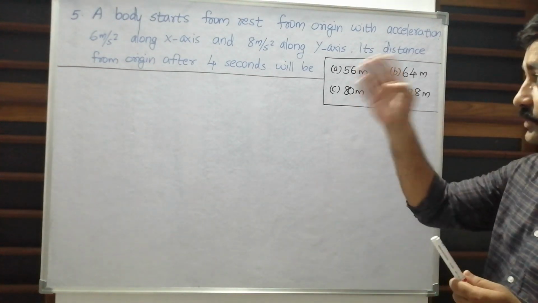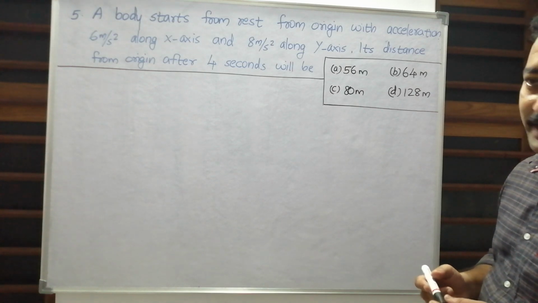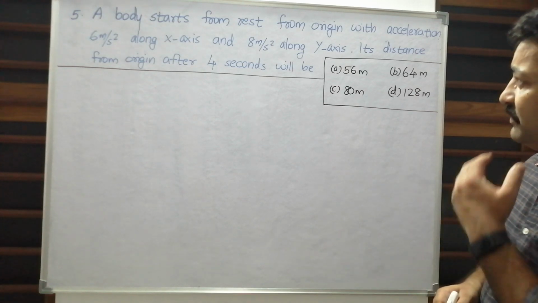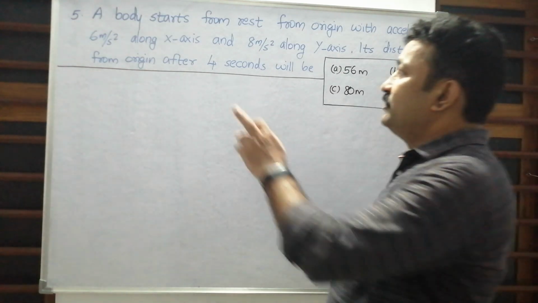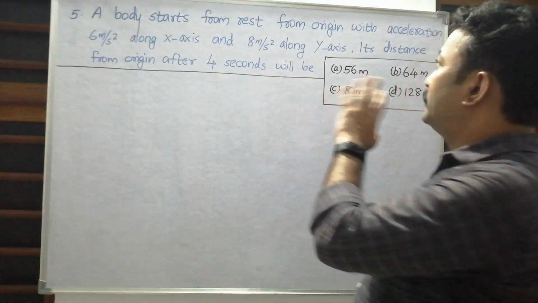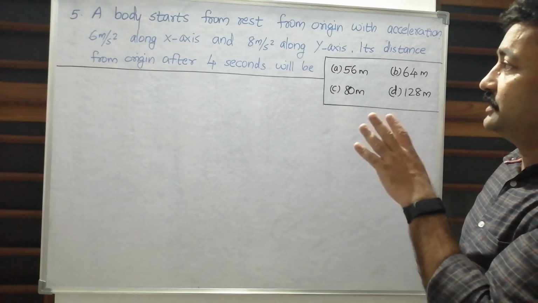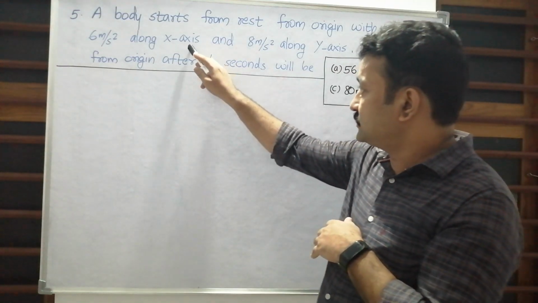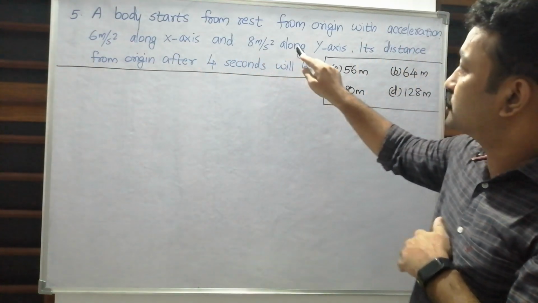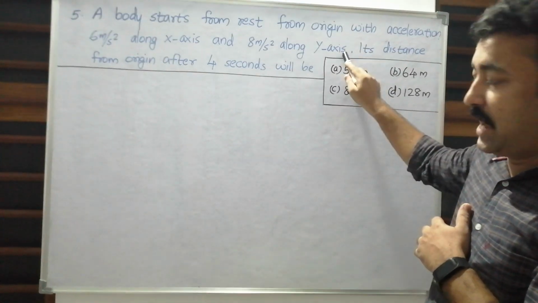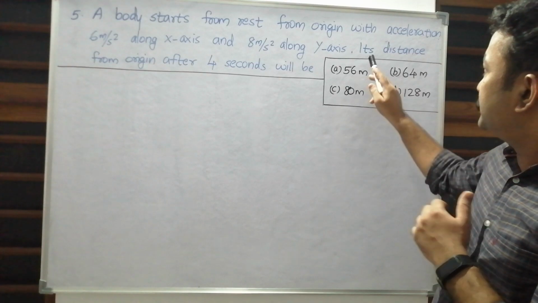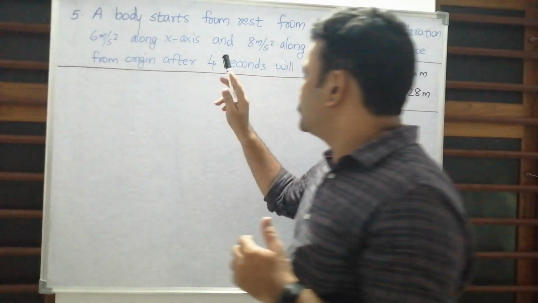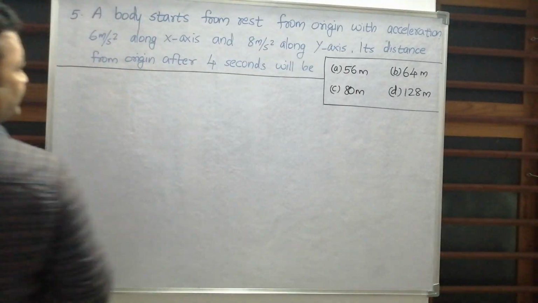You got yet another question on kinematics, and we cannot say that it is purely a one-dimensional problem because you can see it has got x-axis and y-axis in the description. But anyway, we can solve it by using the kinematics equations in 1D. We have a body that starts from rest from origin with acceleration 6 meter per second square along x-axis and 8 meter per second square along y-axis. Obviously, this is a two-dimensional problem. The question is its distance from origin after 4 seconds.